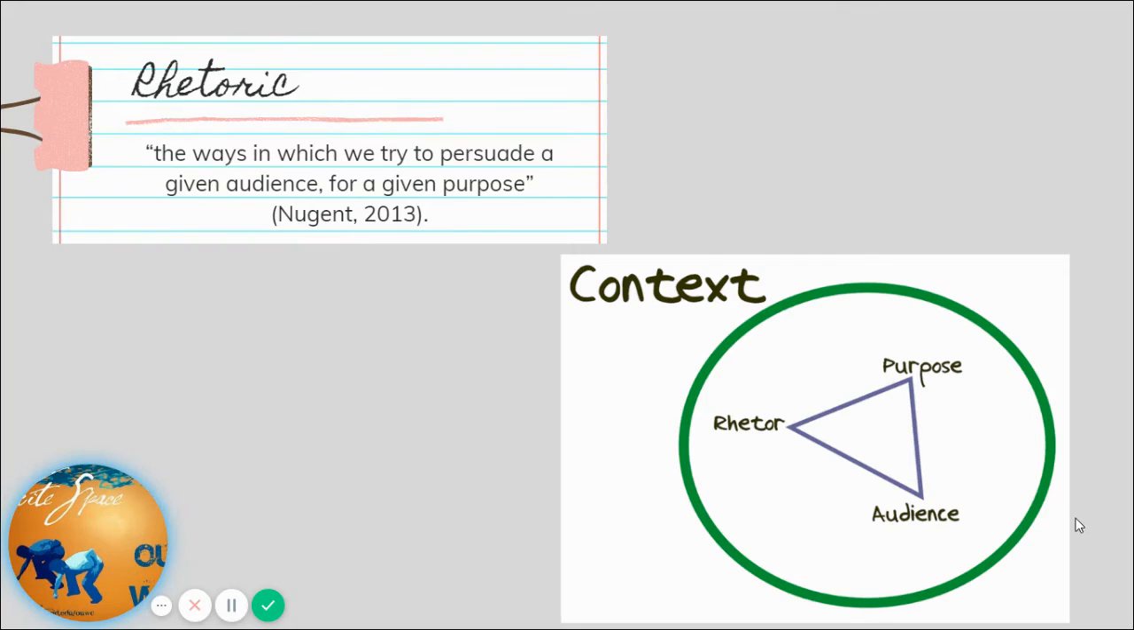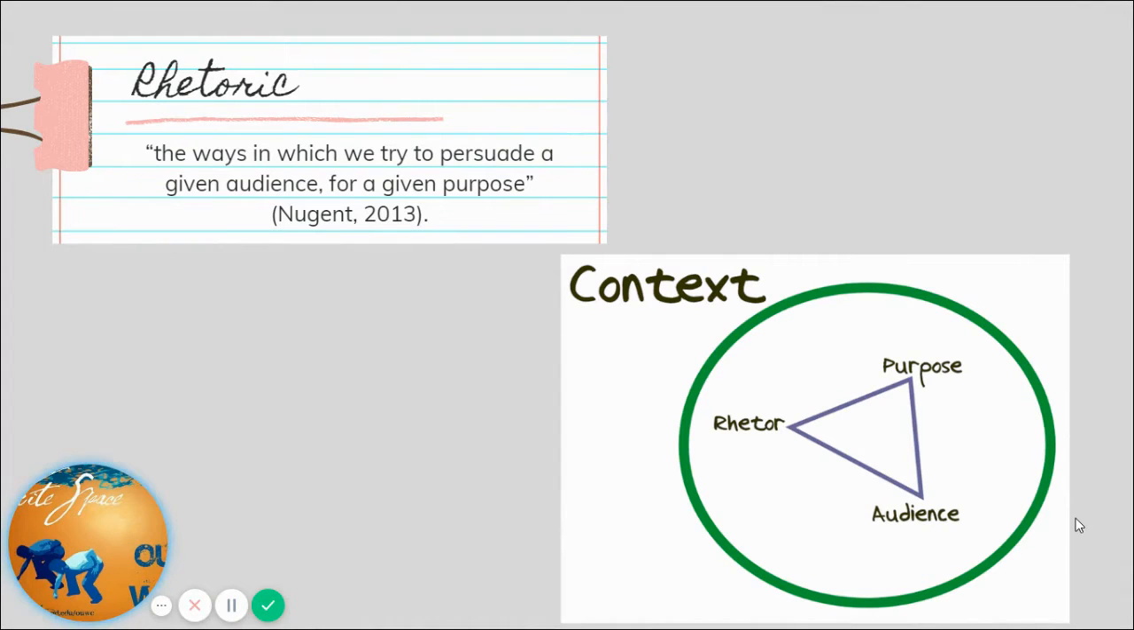So when we try to answer the question, what is a rhetorical analysis, we've got to go to its foundation, and that is rhetoric. Now, rhetoric may be a term that you have heard before or are discussing in class right now, but a basic definition is the ways in which we try to persuade a given audience for a given purpose.